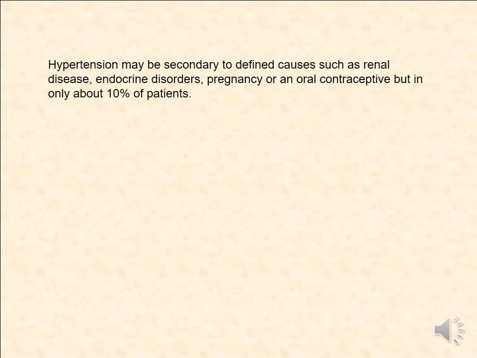Hypertension may be secondary to definite causes such as renal disease, endocrine disorder, pregnancy, or oral contraceptive, but in only about 10% of patients. حقيقة 10% من المرضى بالهايبرتنشن لأسباب أخرى مثلا renal disease, endocrine disorder, like thyroid hormone increase, or in pregnancy, or female taking oral contraceptive.